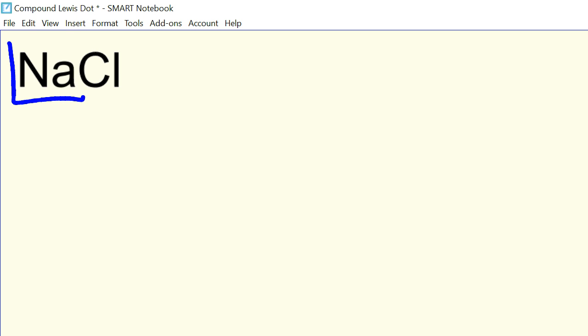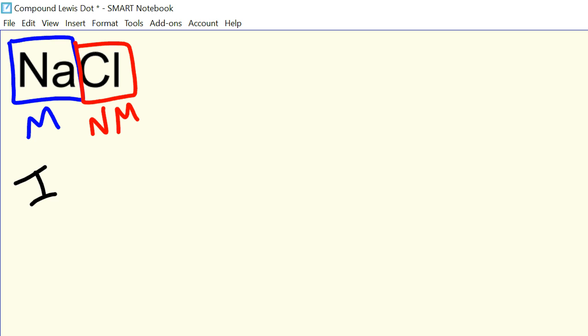We're going to, again, decide if it's ionic or covalent. Sodium is a metal. Chlorine is a nonmetal. So when we have a metal and a nonmetal bound together, we form what's called an ionic bond. Now, ionic bonds look a little different because we're not sharing electrons anymore. Since we're not sharing, we're actually transferring electrons, so our structure is going to look different.